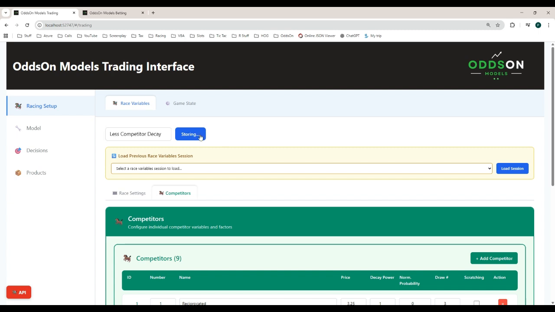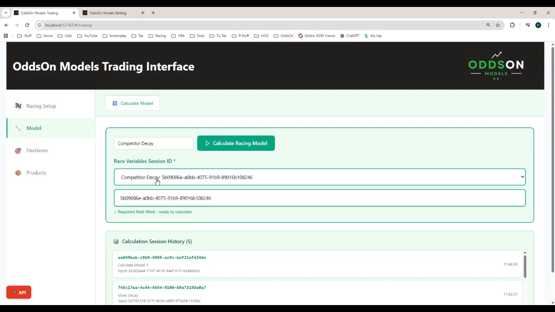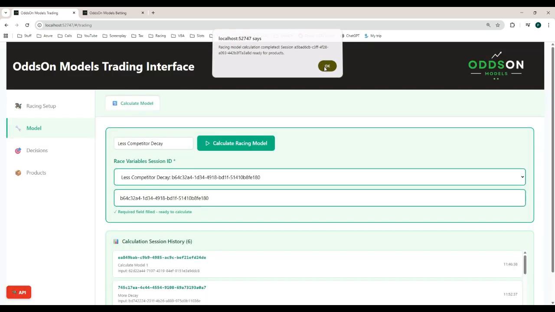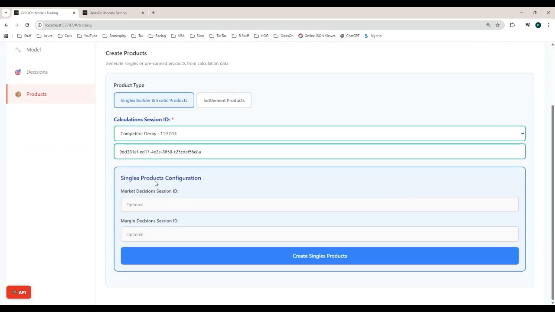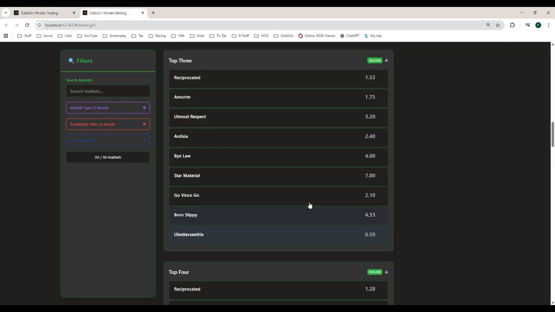So if I store those race variables again, I go to the model, less competitor decay, run the calculation so we get the permutations, and then finally we run it. So less competitor decay, go here. So the 210 and the 433. So look, that probably seems more reasonable. We've got a 250 and a 360 here.